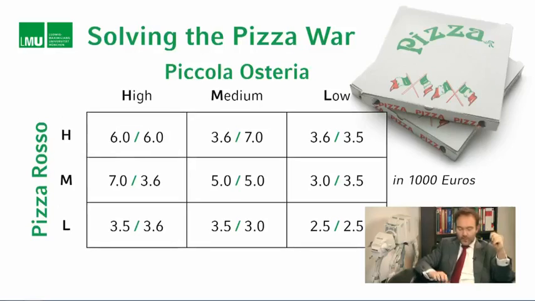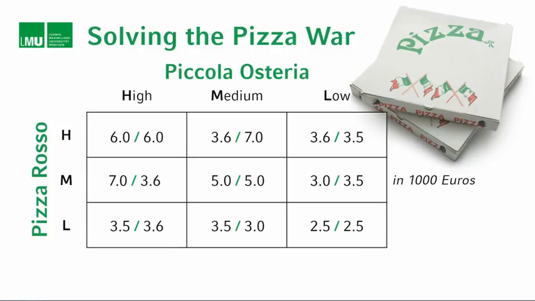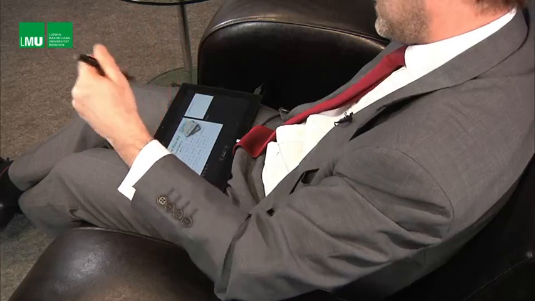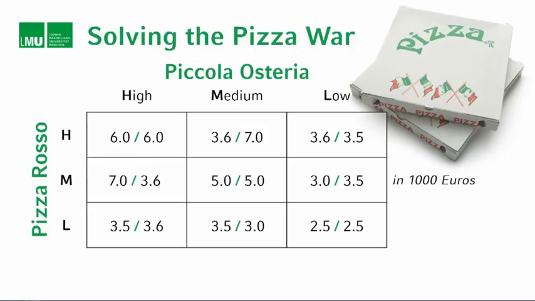Okay? So if we want to solve the pizza war, and basically try to predict what's going to come out, what the prices are going to be, we can try to eliminate the dominated strategies in this case. Okay, so if we just have a look, we can eliminate the dominated strategies one by one. Okay, let's go back and see how we can do that.